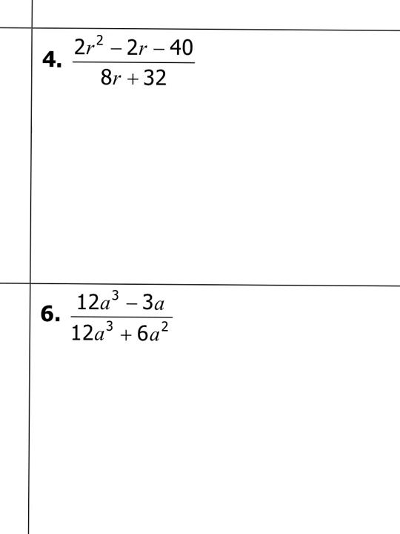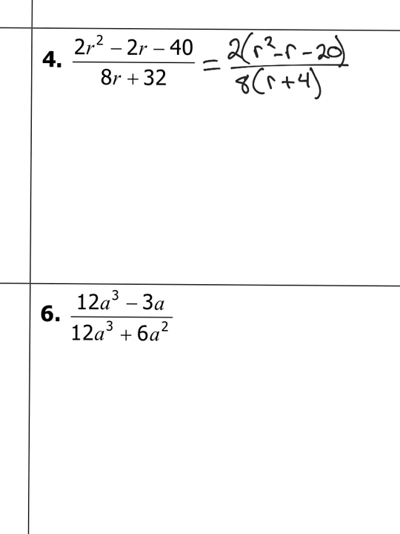Next, for number 4, I'm saying to myself, okay, I need to factor out a GCF. So up top, they all are divisible by 2. On the bottom, they are divisible by 8.